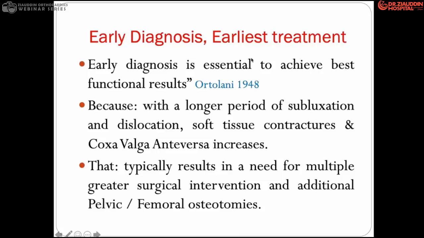In 1948, it was said that early diagnosis is essential to achieve the best result. Ortolani stated that, because with a longer period of subluxation and dislocation, as we discussed, there are more soft tissue contractures and development of the bony deformity that we call coxa valga anteversa. It typically results in the need for multiple, greater surgical interventions as the age increases by 6 months. Every 6 months as age increases, the step of reduction or surgery increases.